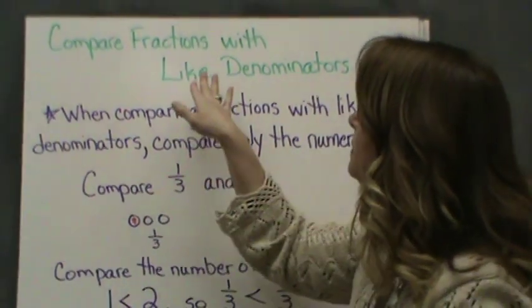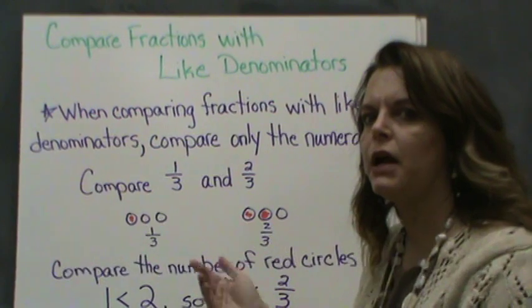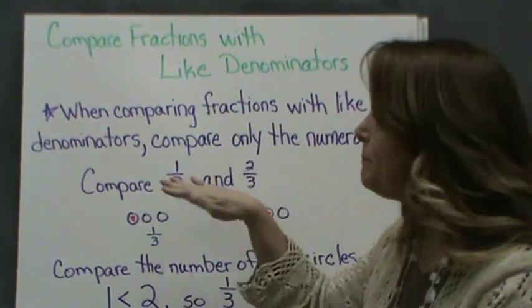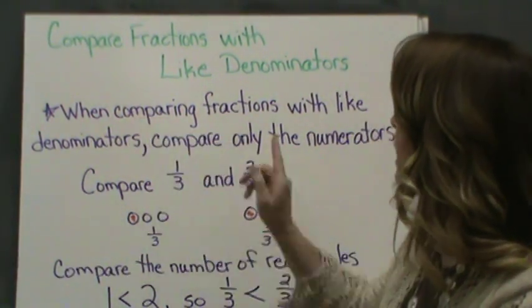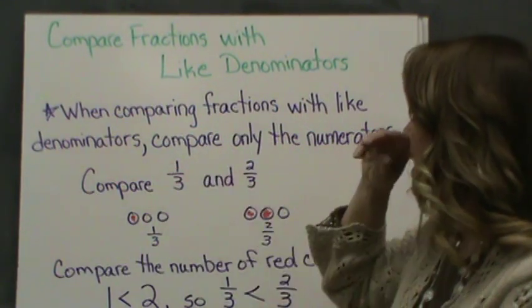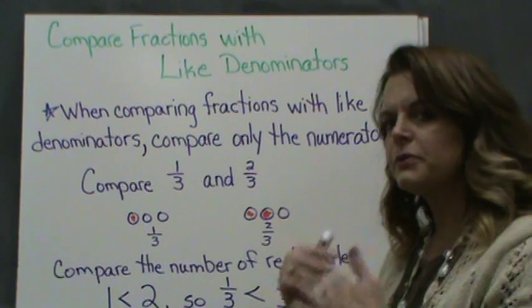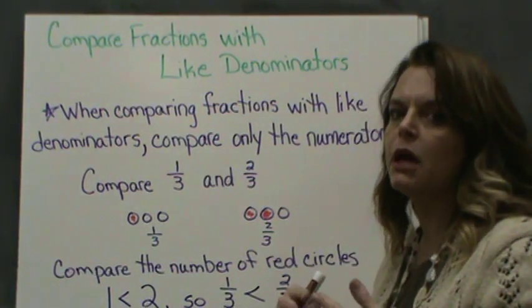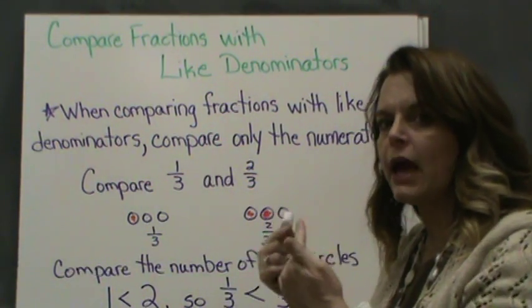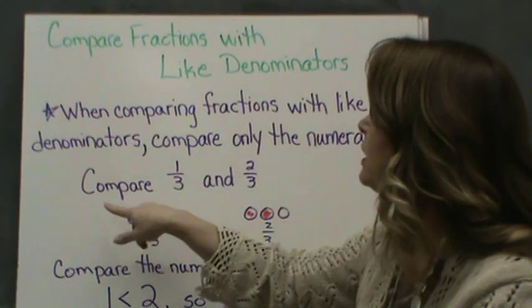First, we're going to talk about comparing fractions with like denominators. The denominator is the number on the bottom. And when you compare fractions with like denominators, all you have to do is compare the numerator. So if the numbers on the bottom are the same, your denominators are the same, all you have to do is look at the numerator. So let's look at an example.